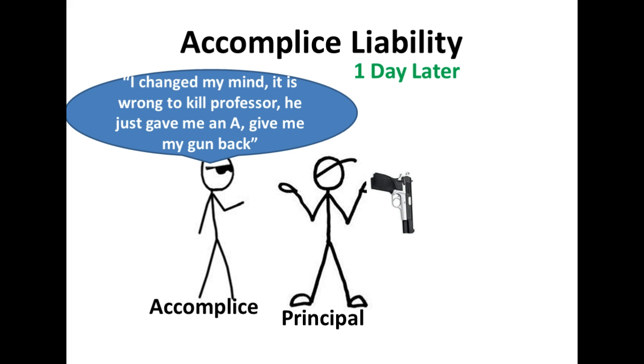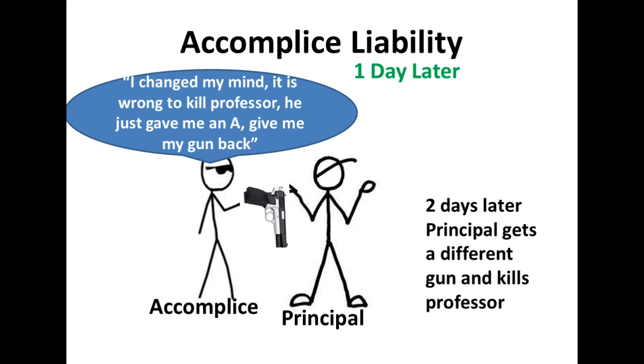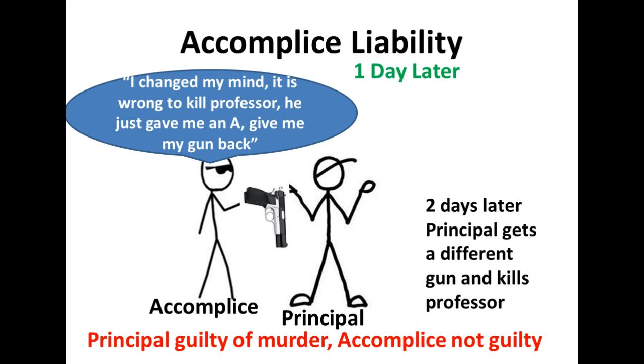He gave me an A, give me back my gun. So the principal, okay, gives him back the gun. Now, 2 days later, the principal gets a different gun and kills the professor. Well, in this instance, the principal is guilty of murder, but the accomplice is not guilty because the accomplice has withdrawn the aid that the accomplice provided the principal before the crime has been committed.